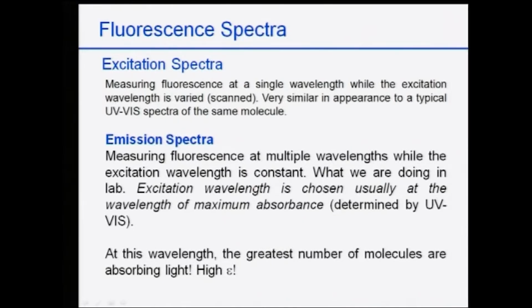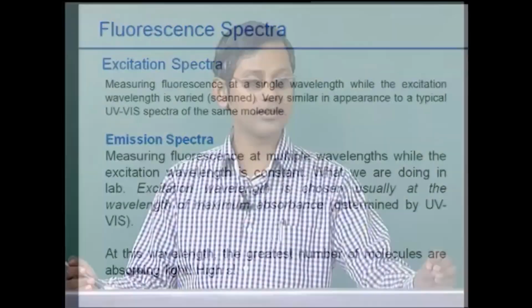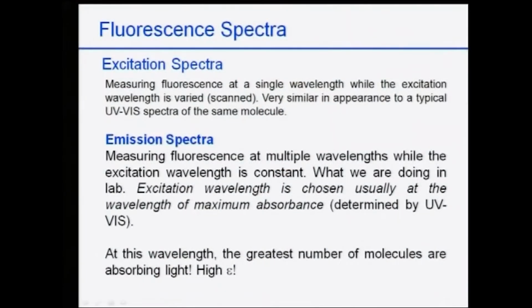It is very similar to typical UV-visible spectra, where we just scan the wavelengths of the radiation and measure what comes out. For emission, you measure the fluorescence spectrum at multiple wavelengths while the excitation wavelength is constant. So you keep the excitation wavelength constant and then measure the emission or fluorescence spectrum at different wavelengths. The excitation wavelength is usually chosen at the wavelength of maximum absorption, the lambda max, that we showed you. At this wavelength the greatest number of molecules absorb, that means it has a very high epsilon as per the Beer-Lambert law.